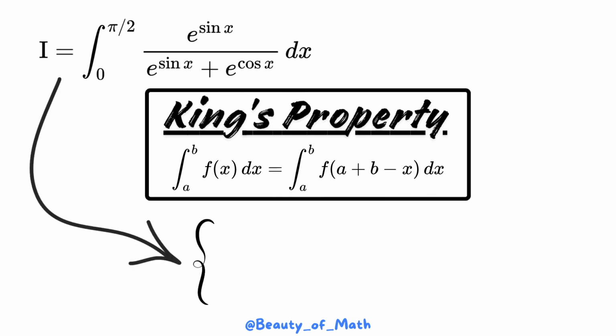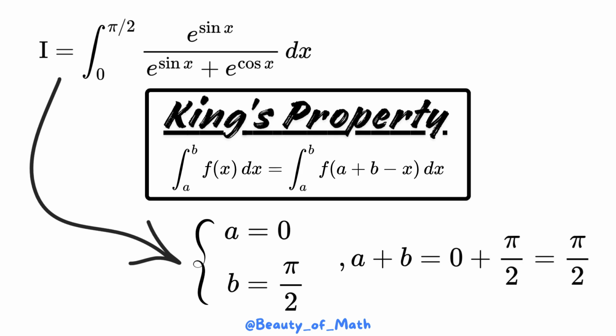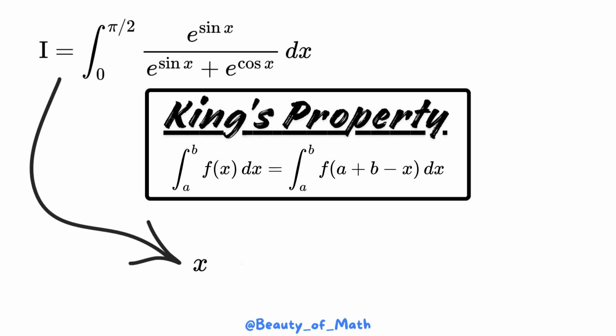For our specific problem, our lower limit a is 0. And our upper limit b is pi over 2. When we add 0 and pi over 2 together, we just get pi over 2. Therefore, this property tells us that we can replace every single x in our original expression with the term pi over 2 minus x, and the total value of the integral, capital I, will remain exactly the same.